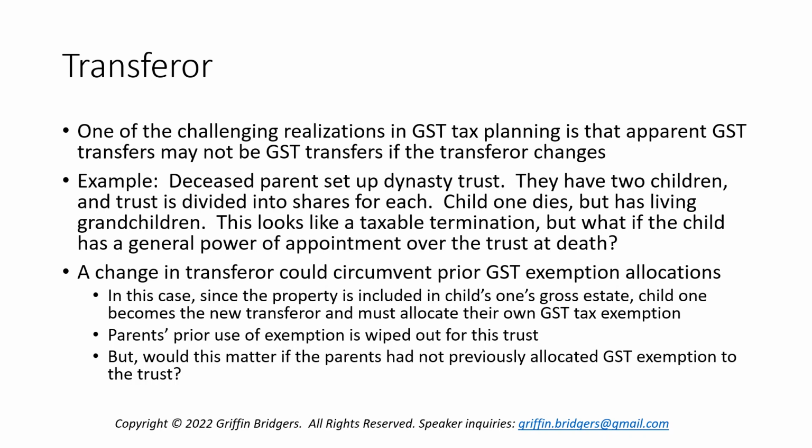So what's the outcome? Well, this means the parent's prior use of exemption is wiped out. Now the child allocates their own GST exemption to the trust because they're the new transferor. And their children are no longer skip persons, but the children's children in the future, if born or not, who become beneficiaries of that trust might be.